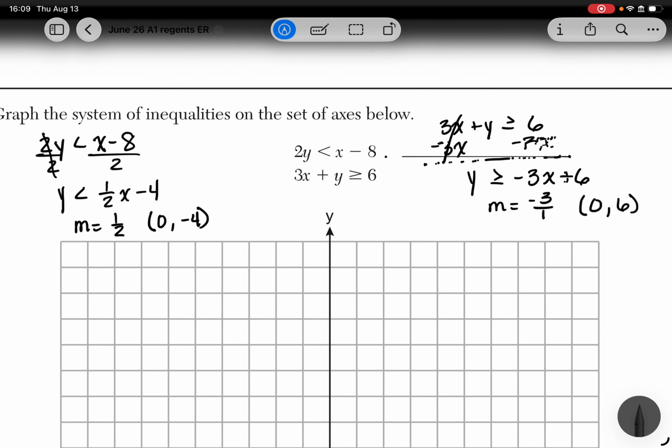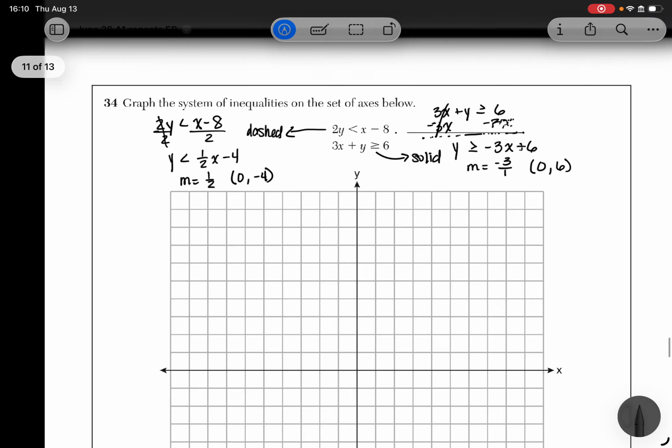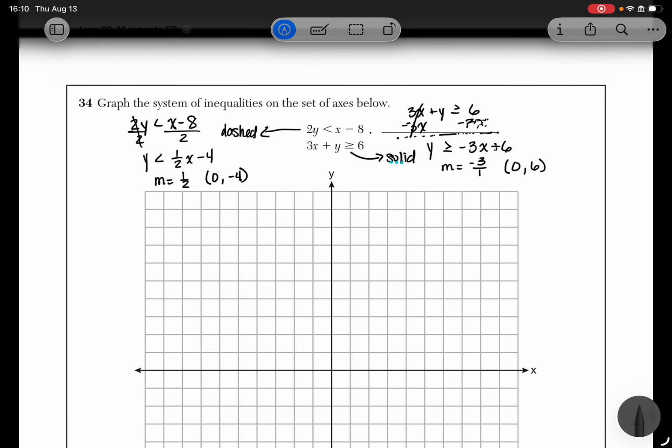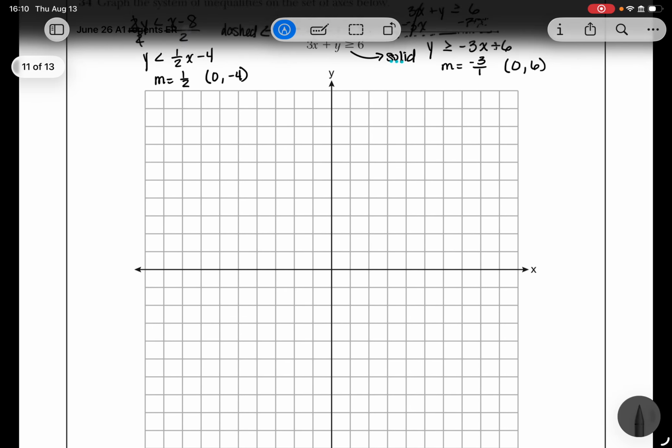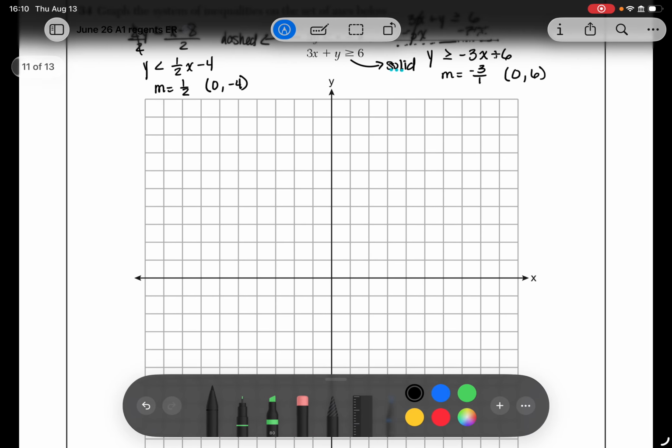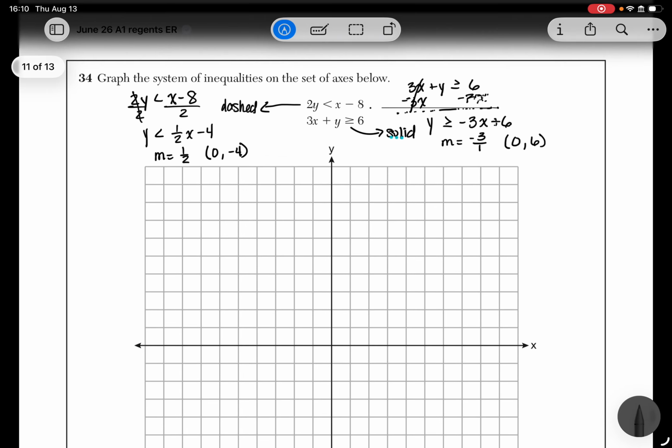What I do also notice is that our first inequality has a less than sign, which means it's going to be a dotted or a dashed line. And then our second one is greater than or equal to, which means that's going to be a solid line. If you have the incorrect lines, you will lose a point. And you don't want to make too many errors, because if you make too many errors, you don't get those points back. So let's start with the 2y is less than x minus 8.